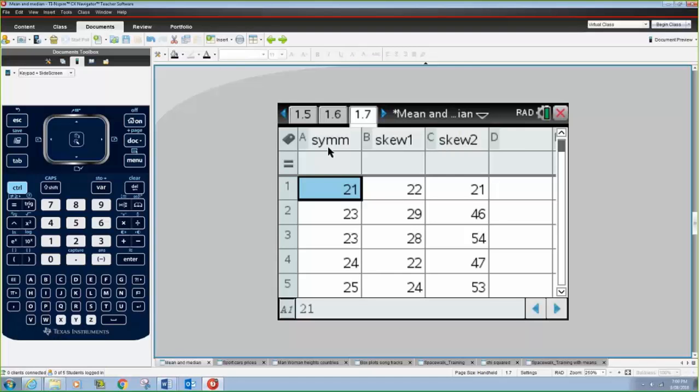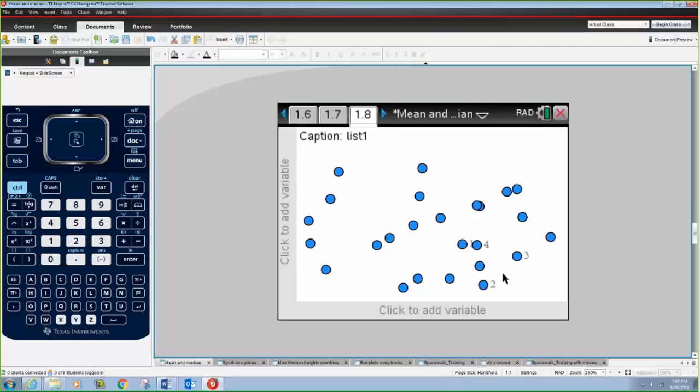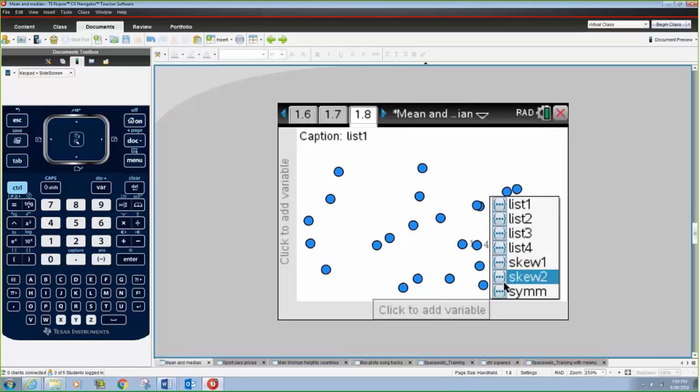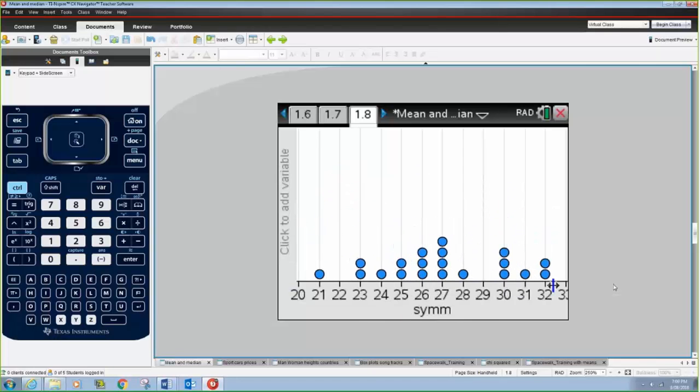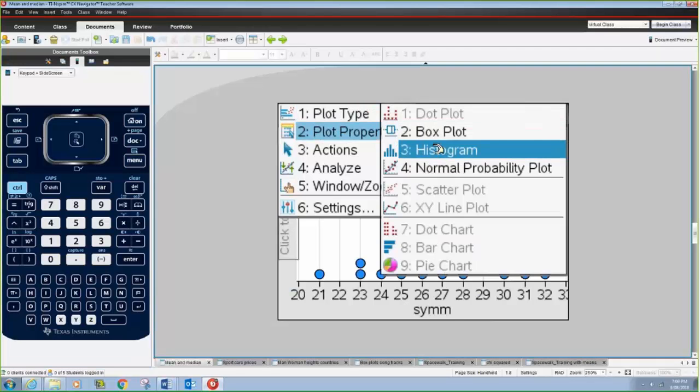So that was the first activity, and now for the second one I've entered 3 data sets. One is a symmetrical one, and I called the others SKU1, SKU2. So these are the data sets, and now we'll enter the statistical graph, and let's say start with the symmetrical graph. Here we only have one list each, so we can now change to the histogram.